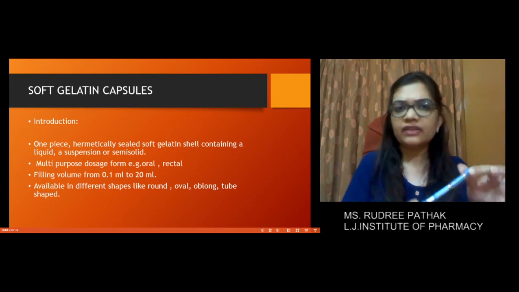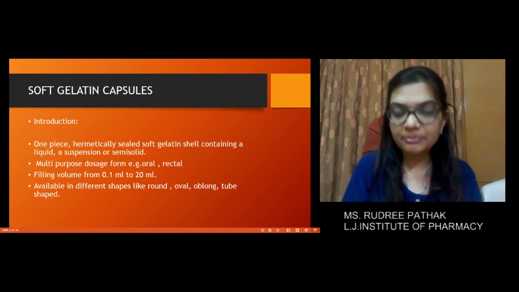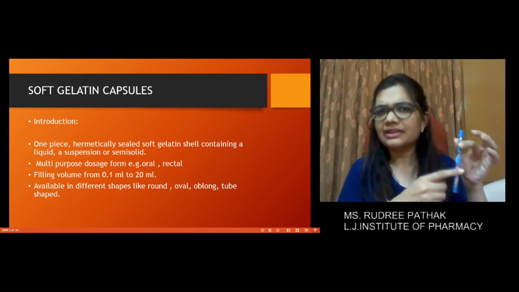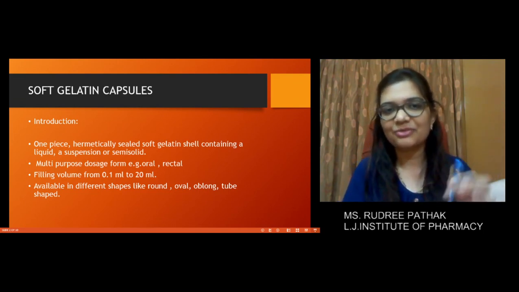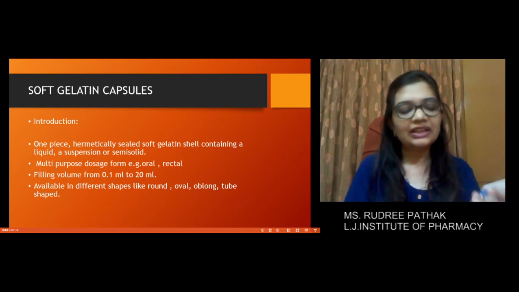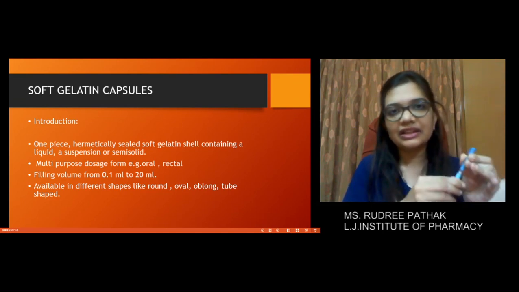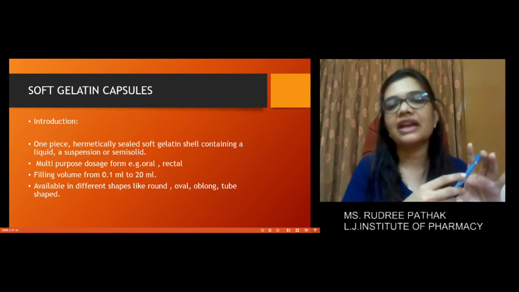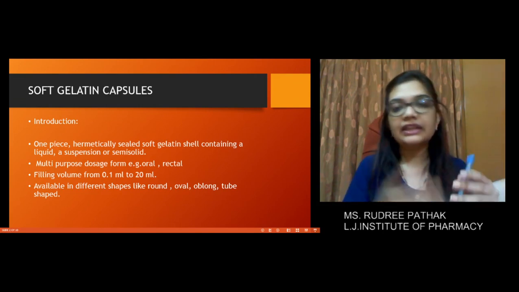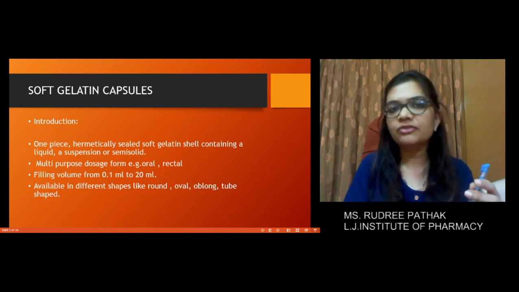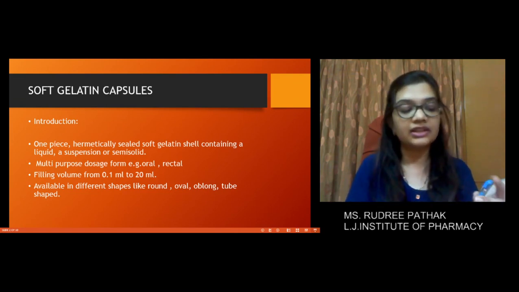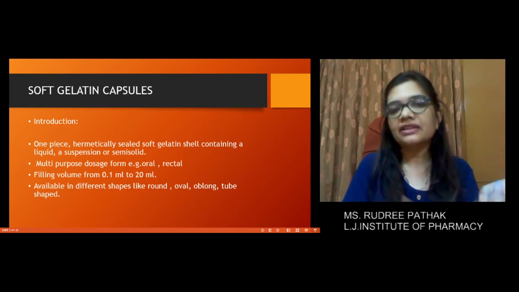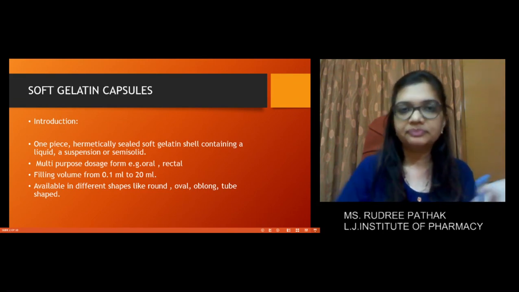Now, it is available in a variety of shapes. That again depends on its route of administration. I'm sorry, this is just a pen, this is not your soft gelatin capsule. This is just for comparison, that if this is your hard gelatin capsule and if we seal it from all the sides, then it will be considered as a soft gelatin capsule. And it can have a variety of materials which can be filled inside it, ranging from liquids to semi-solids, and that makes it different from any other dosage form.